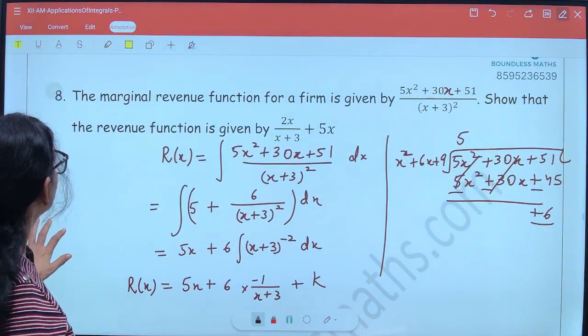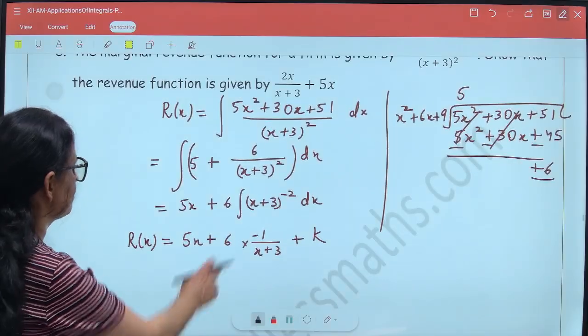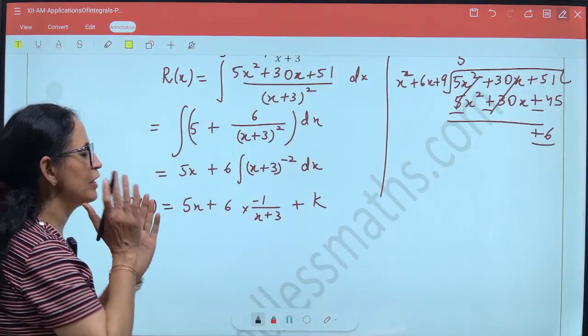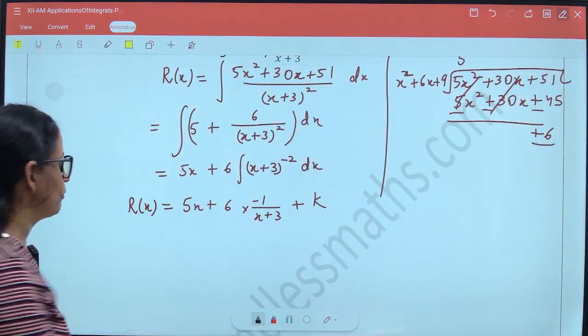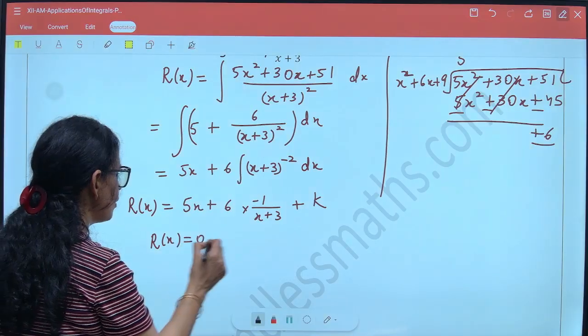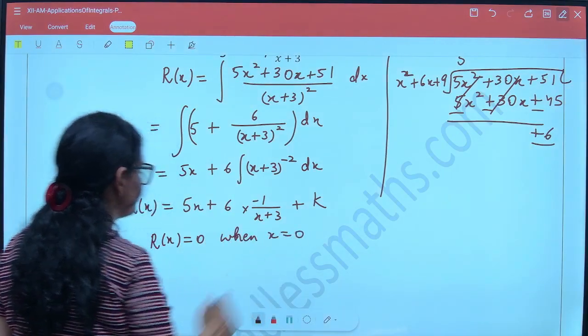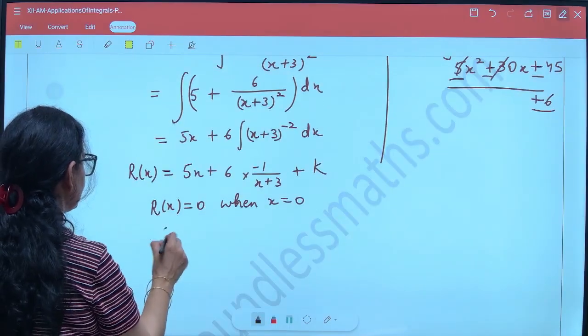Now we have to prove that the revenue function is given by 5x square plus 2x upon x plus 3, but we don't have the same expression here. So that means when you are given no condition for the revenue question, you need to use the logic that the revenue will be 0 when x is 0. So let's put it as 0.